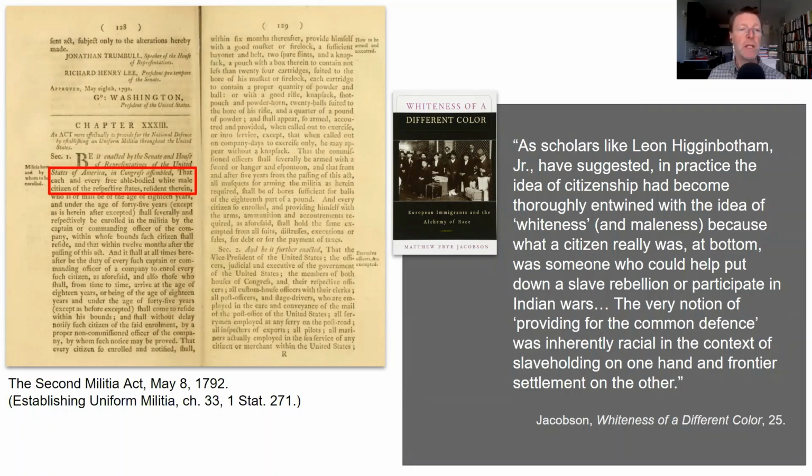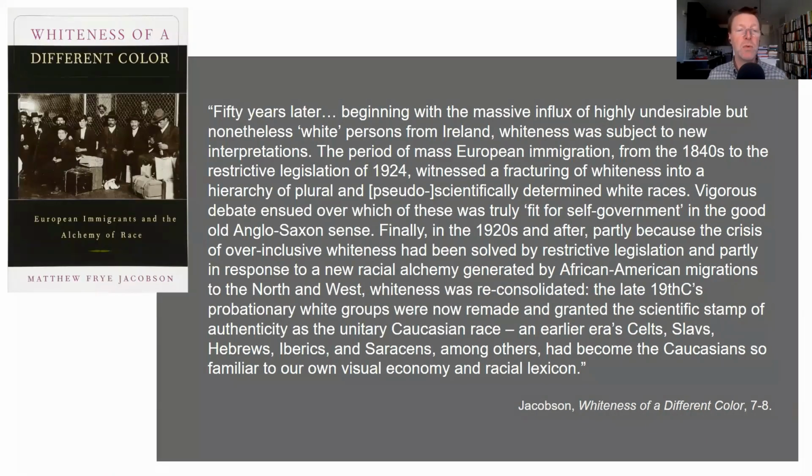Jacobson explains how this influx of Europeans forced the United States to reconsider what white people were, and I quote, "Fifteen years later, beginning with the massive influx of highly undesirable but nonetheless white persons from Ireland, whiteness was subject to new interpretations. The period of mass European immigration from the 1840s to the restrictive legislation of 1924," that's the Johnson-Reed Act, "witnessed a fracturing of whiteness into a hierarchy of plural and pseudo-scientifically determined white races." We discussed the pseudoscience behind all this in a couple of the previous sessions.